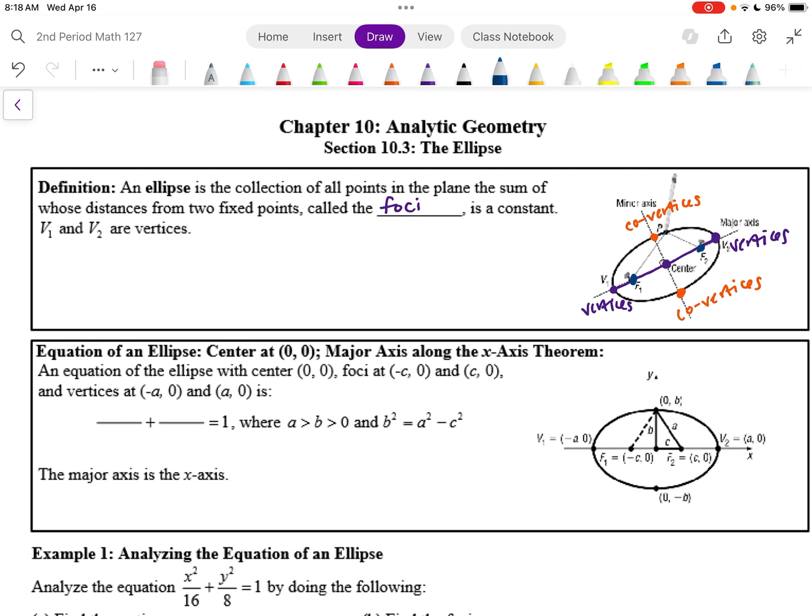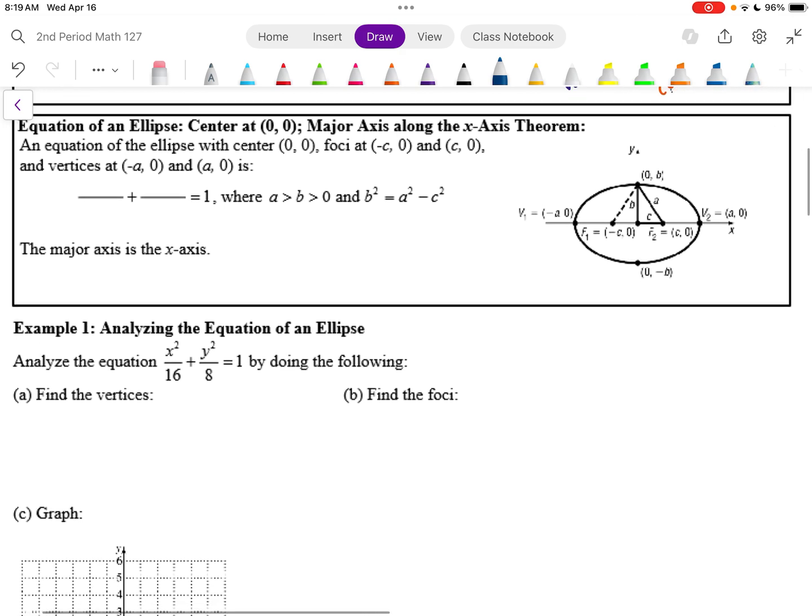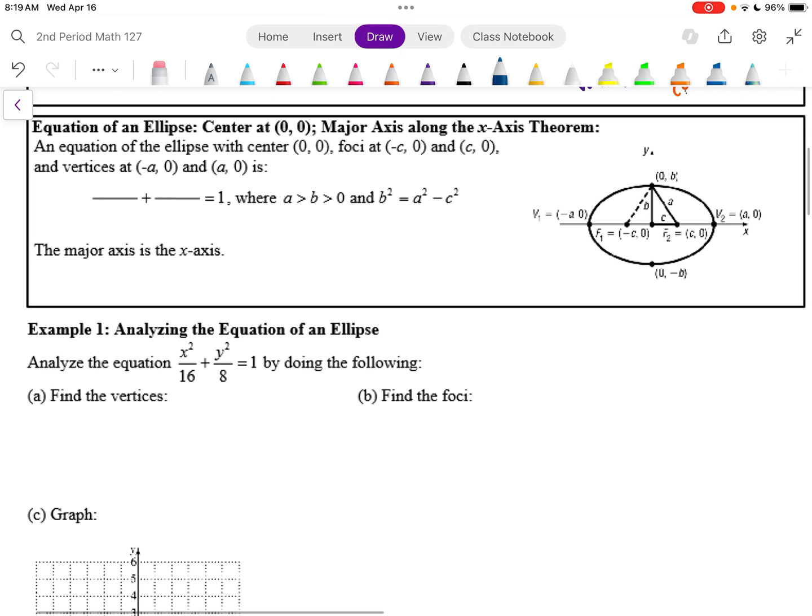Okay? So we have two different equations for an ellipse. You can either have what's called the major axis along the x-axis or the major axis along the y-axis. You can have ellipses at center 0, 0, or we're going to see later you can have ellipses without a center at 0, 0. So if we have a center at 0, 0, this is saying that the major axis is along the x-axis. So this is your major axis. It also means your vertices are on the x-axis.